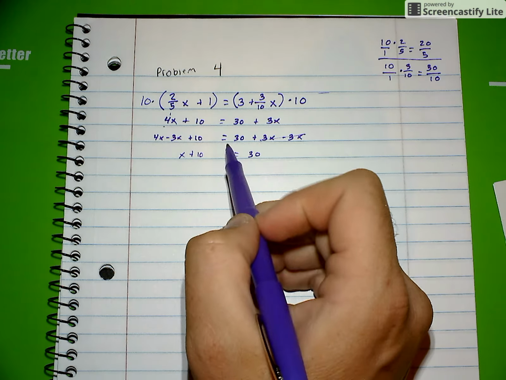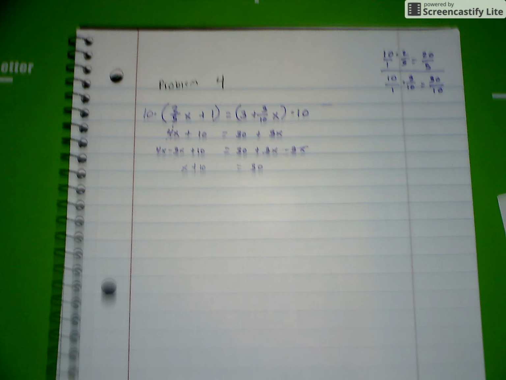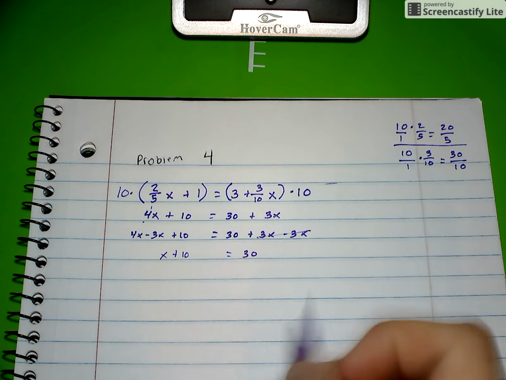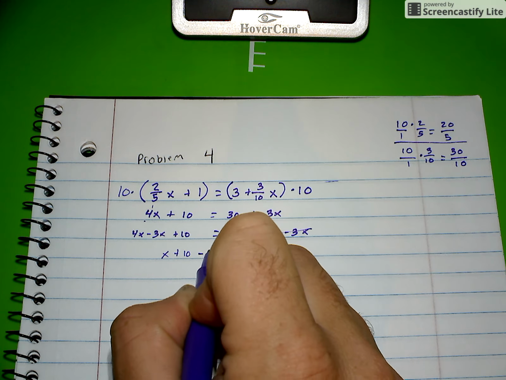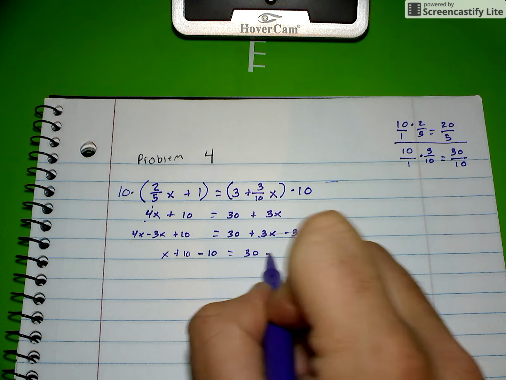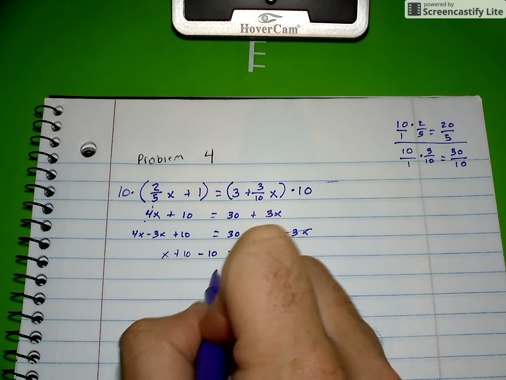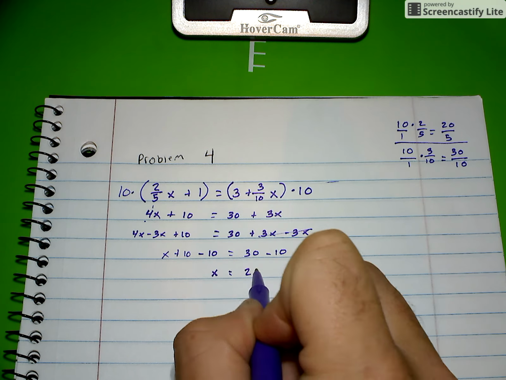Now, once you are at this line, we have x plus 10. I'll go ahead and zoom in a little bit for you guys. We have x plus 10. In order to get rid of this 10, we need to perform the inverse, which is minus 10. And then we have minus 10 as well. 10 minus 10, as you know, is 0, so we're left with x equals 30 minus 10, which gives me 20.